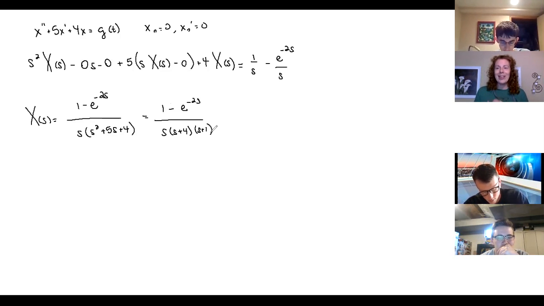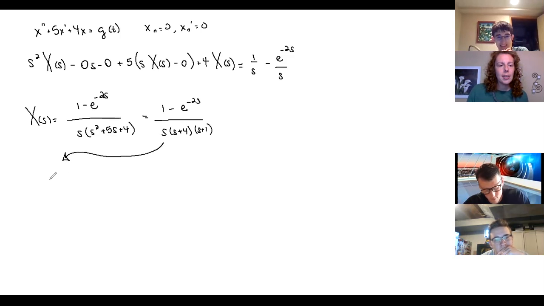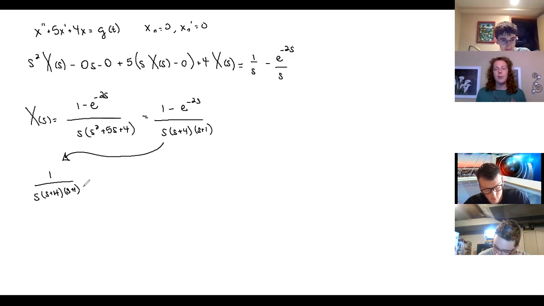Okay, so now we're ready for step 3, which is the hard step. That's always the hard step, step number 3. I am going to split this into 2 because we're subtracting in the top. So I'm going to split this into 2 and do 2 different inverse Laplace transforms. So first one over here is going to be 1 over s plus 4, s plus 1. I'm going to do the inverse transform of that one first.